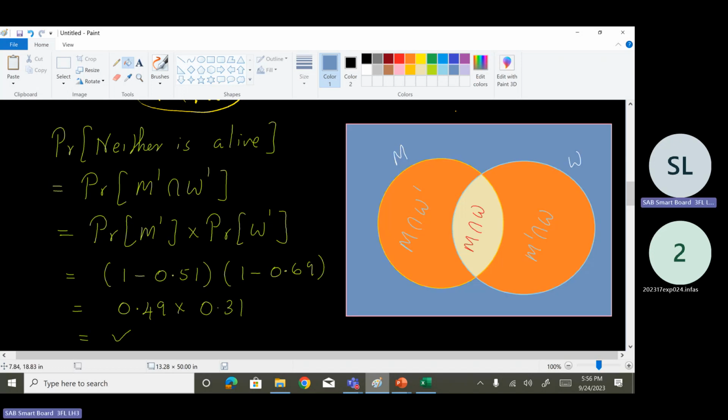And that blue color area is man not living and woman also not living. Those are the probabilities we found, right? Outside this blue color, this part is both not living. This and this, only one living. This one, both living. Just to show you the part set.